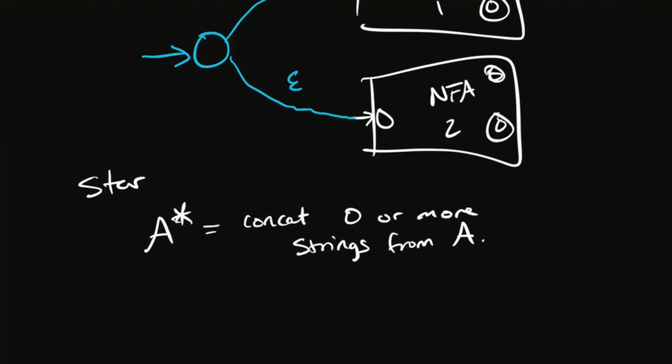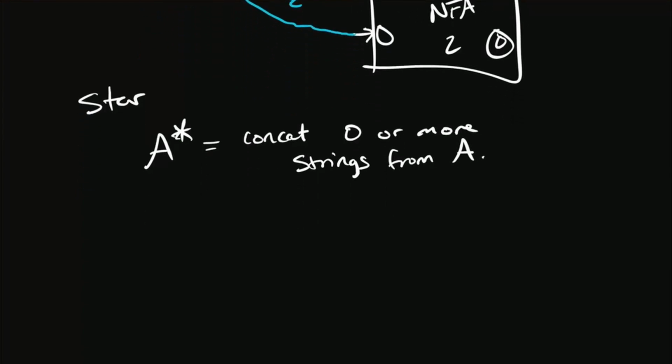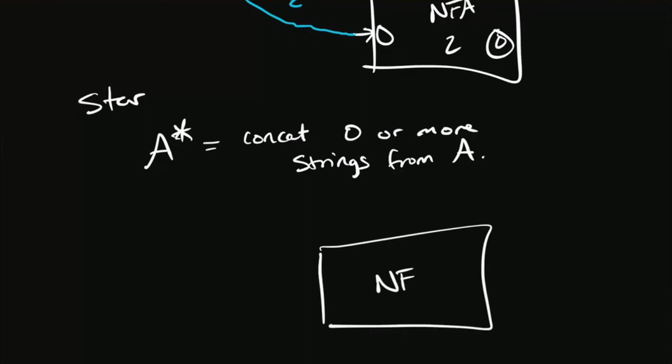So just pick some number you want, any positive number or 0, and then pick a string from A that many times, and then concatenate all of them together. Well, let's just say that we have an NFA right here. It has a start state and some final states here. And let's just say this NFA has that language, A. It accepts those strings A.